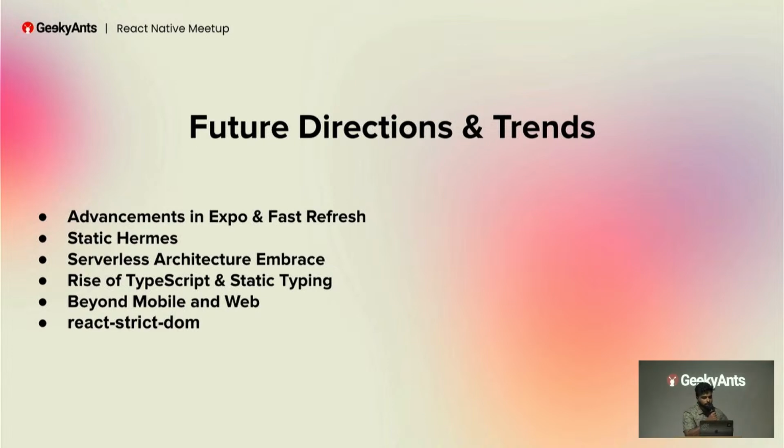So that will be good. So we'll be leveraging static type checking there to build better performant mobile applications, which will be very near to the native layers, right? So that is one thing. Again, serverless architecture embrace. Expo has been building a lot of ecosystem around React Native, right?